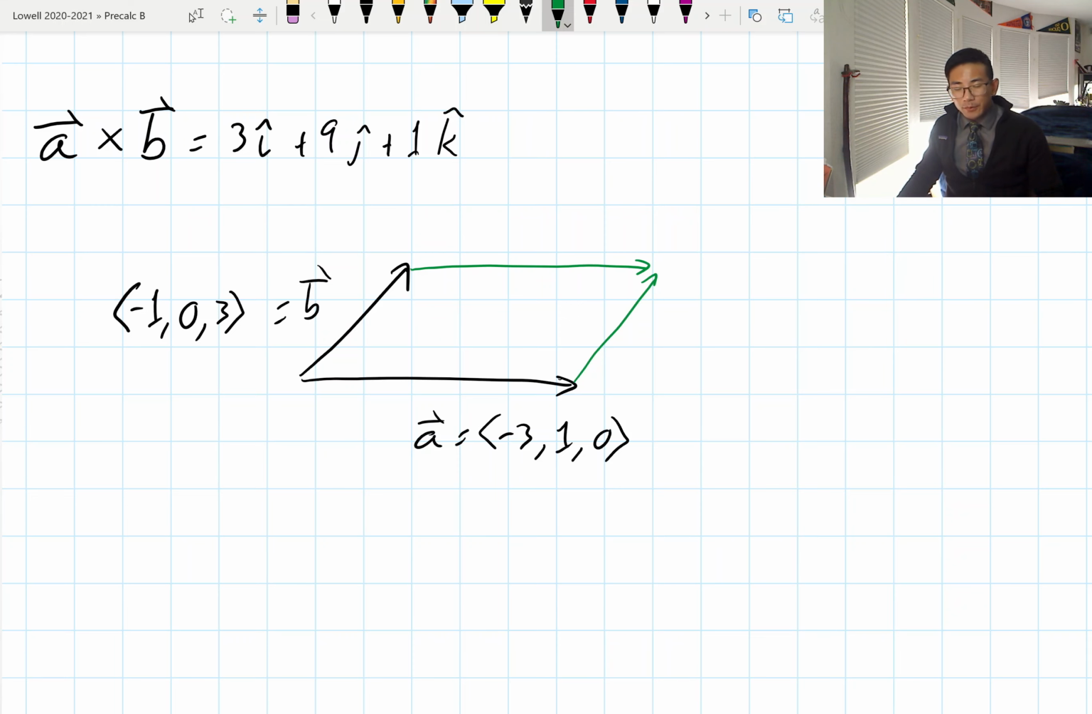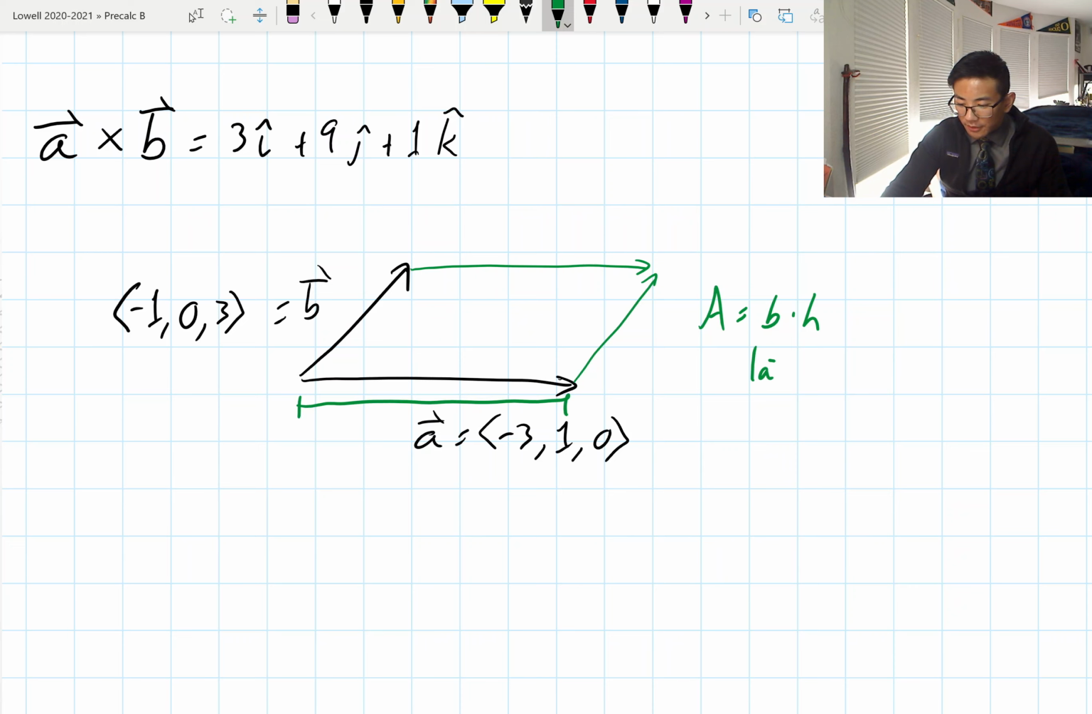We do need a couple pieces of information, because you can't get a parallelogram just from the sides. What we would need to know is the base and the height. The area of a parallelogram is equal to base times height. So we actually have the base. The base could be the magnitude of A. That's not too bad, it's just the length of that vector A. But we need to figure out what the height is.